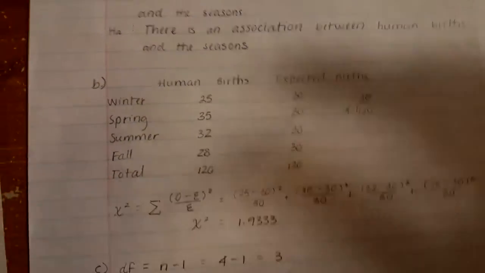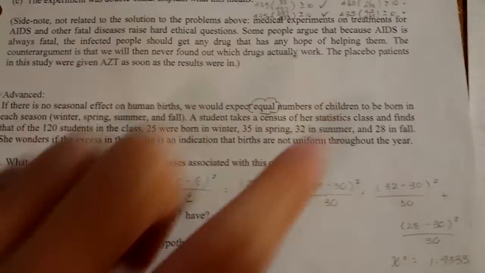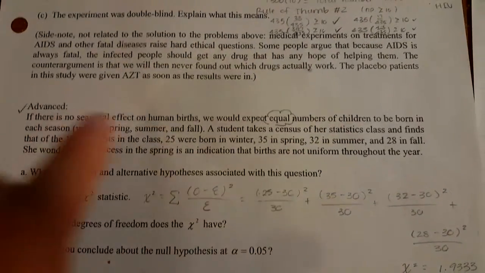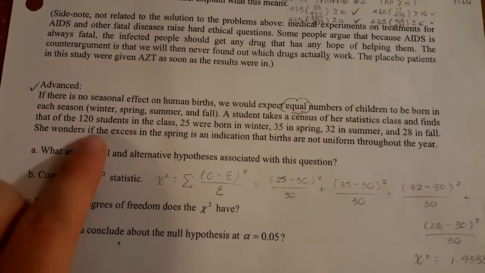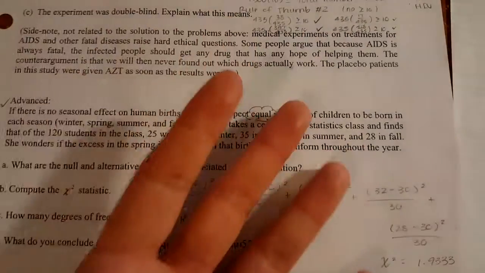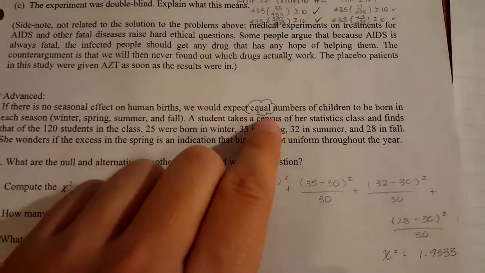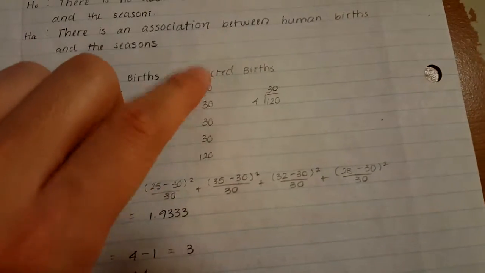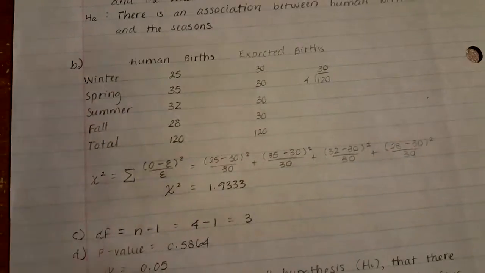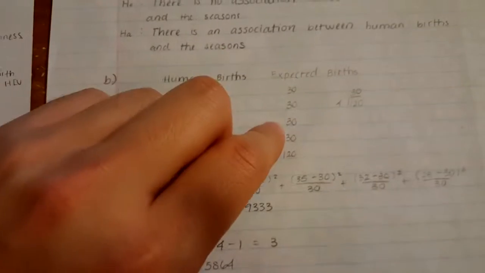So why did you get 30 for all of them? Well, it's really simple, actually. It says we would expect equal numbers of children to be born in each season. Equal number of children. And we had a sample of 120. So if there's 4 seasons and 120, and if we divide it by 4 equally, then we have 30 in each season. Make sense? Okay, so you have your observed and you have your expected.